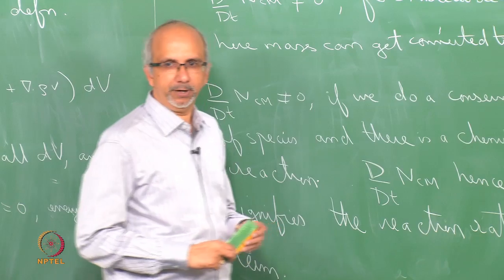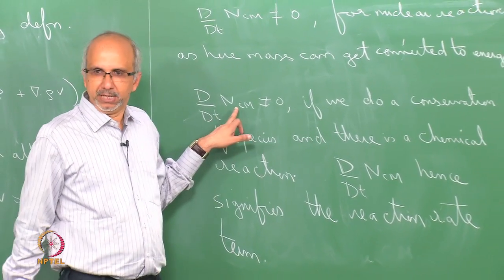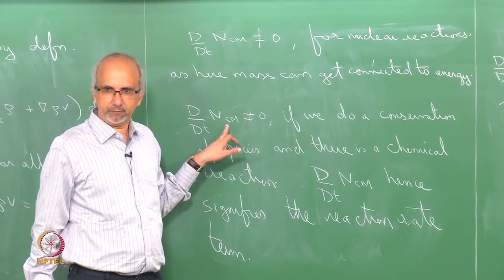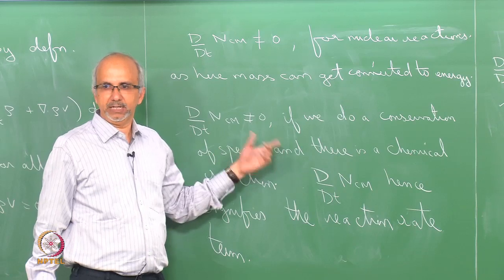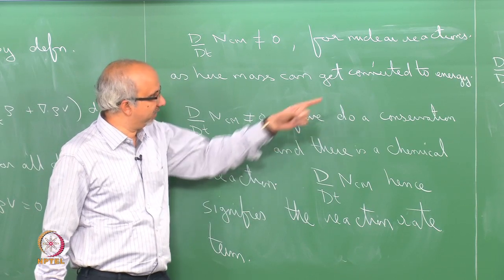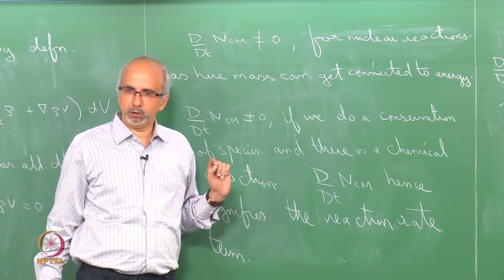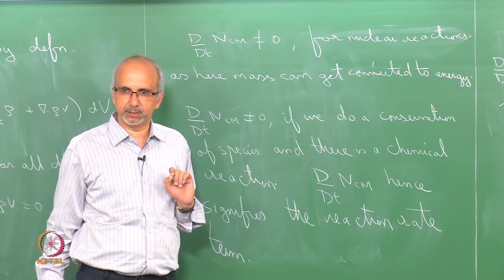So now the point is the reaction term is coming from the material derivative associated with the control mass, whereas the partial derivative term associated with the control volume is associated with the accumulation term.